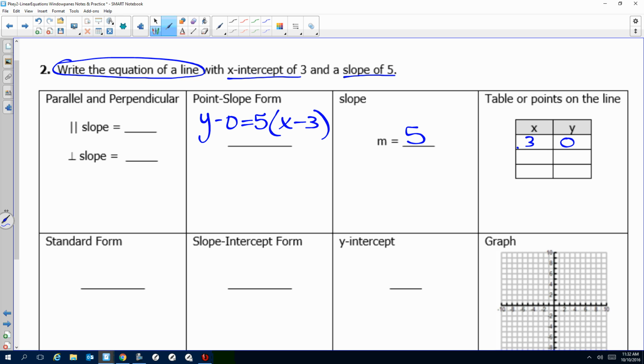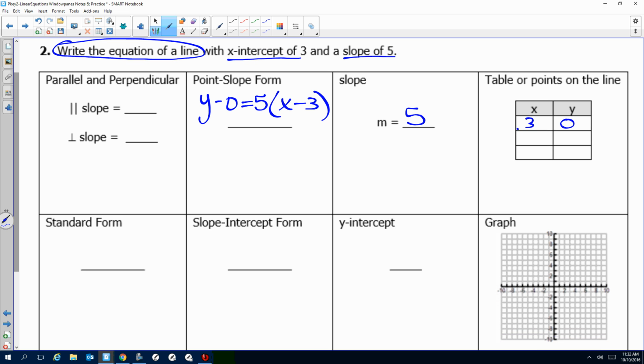All right. Now, from point-slope, I can go ahead and do my parallel and perpendicular. Parallel have the same slope, so this would be 5. What would the perpendicular be? Negative 1/5. Flip, change.